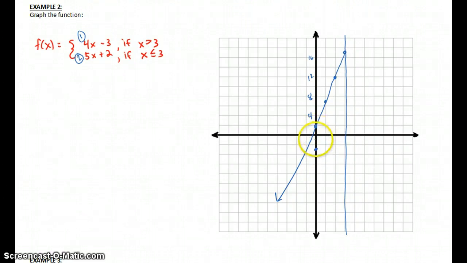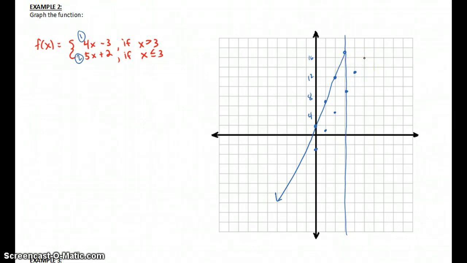So we'd want the point, if we plugged in 1, we get the point 1, 1. And then if we plugged in 2, we get the point 2, 5. And if we plug in 3, we have 12 minus 3, which is 9. And then the next point would be 4, and 16 minus 3 is 13.